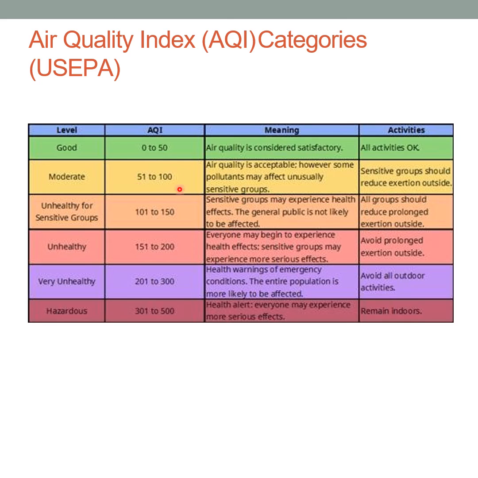If the air quality index is 51 to 100, the air will be termed as moderate. That means the air quality is acceptable. However, some pollutants may affect unusually sensitive groups. So everything will be okay here, but these sensitive groups should reduce exertion outside. And last, hazardous, when the air quality index is 301 to 500. That means in this case it is a health alert and everyone may experience more serious effects, and all groups should remain indoors.